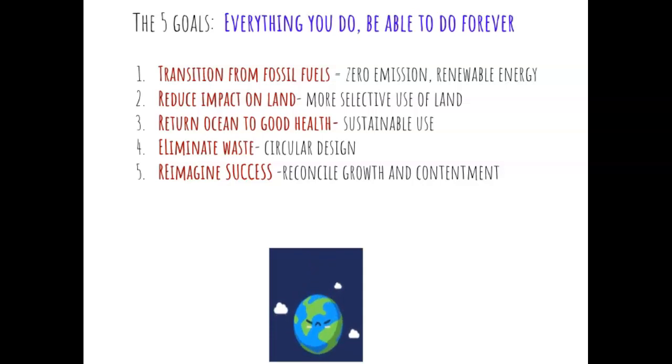The third would be to return the ocean to good health and use it sustainably. So stop overfishing, and stop dumping pollution and garbage into our oceans. Eliminate waste, which I think is pretty self-explanatory. And reimagine success, so reconcile growth and contentment. Not necessarily always striving for growth within your economy and society, but instead trying to find a way that people can be happy with where they are instead of continually looking for a better and better life.